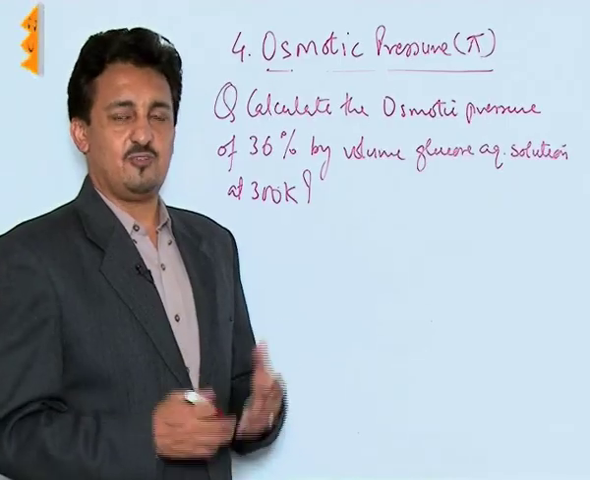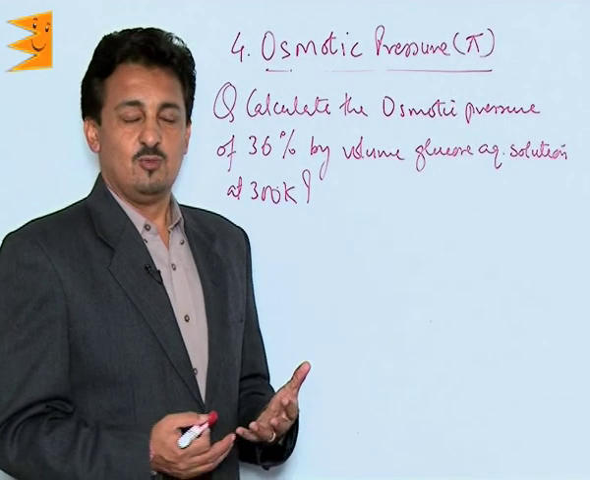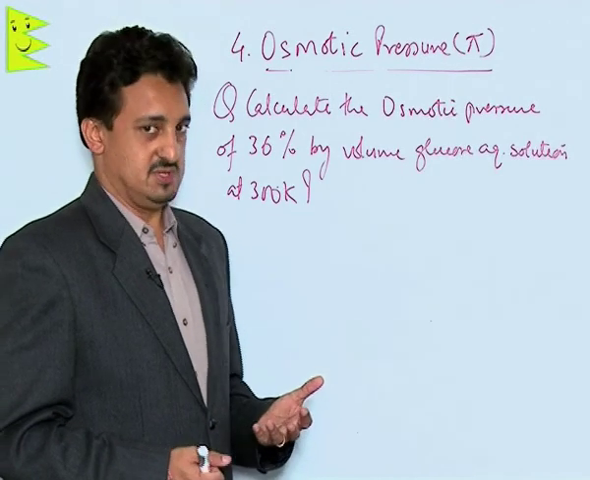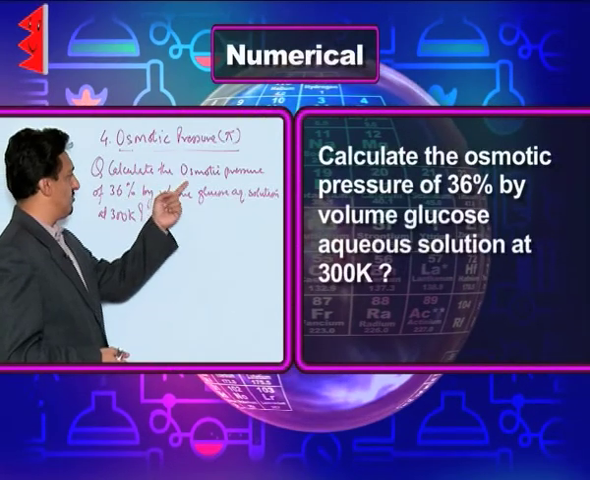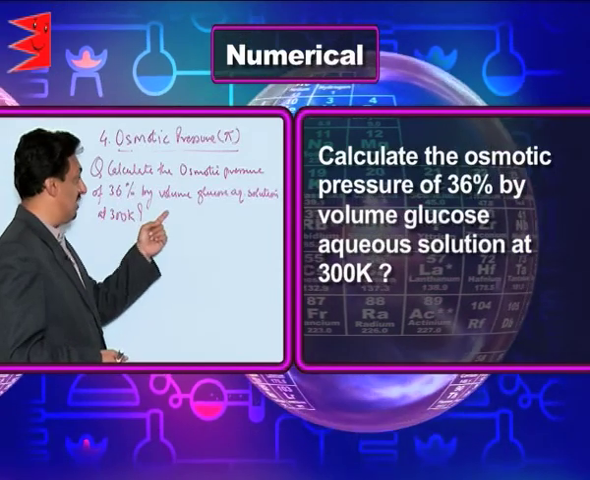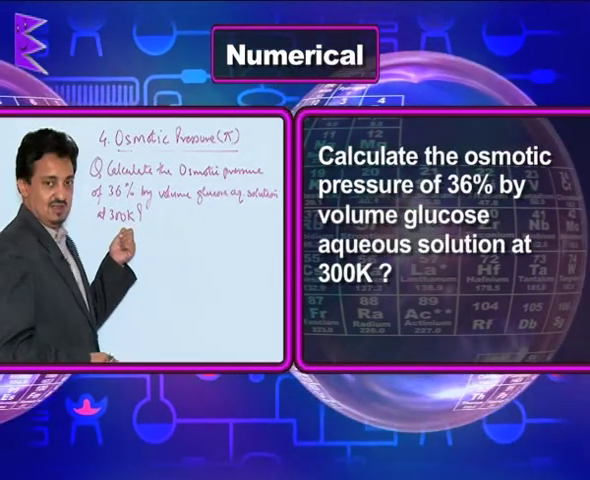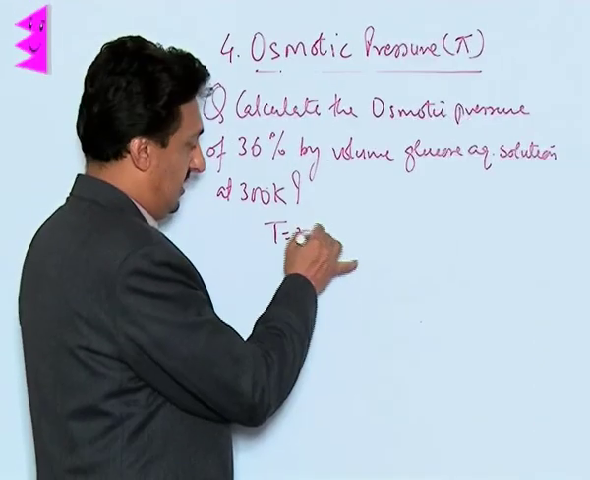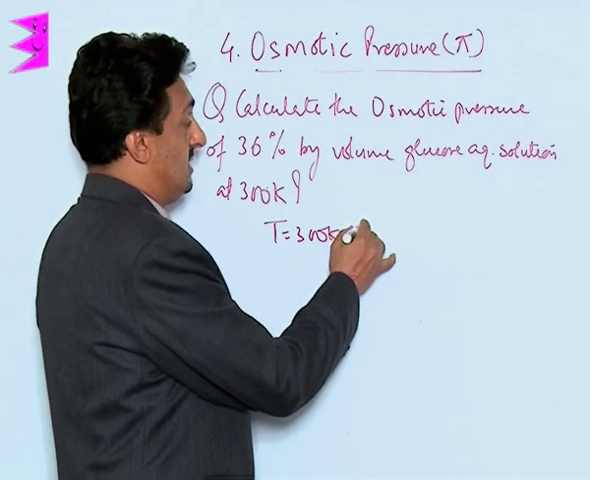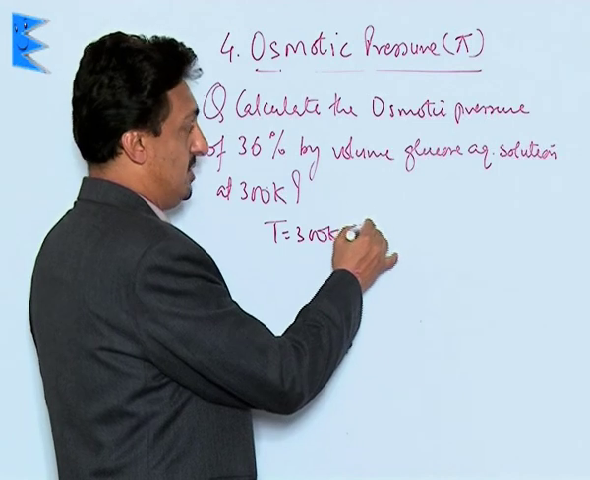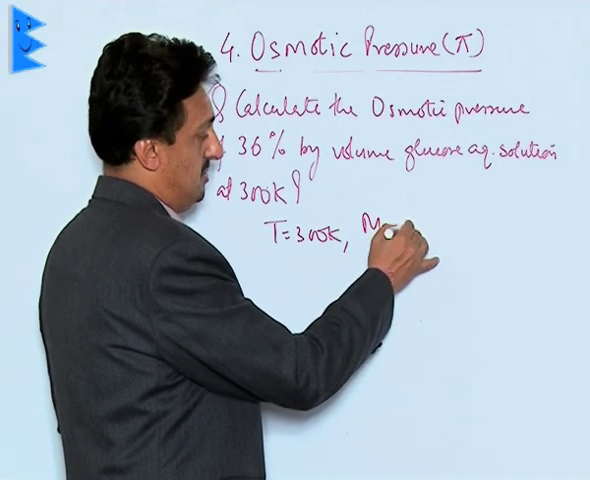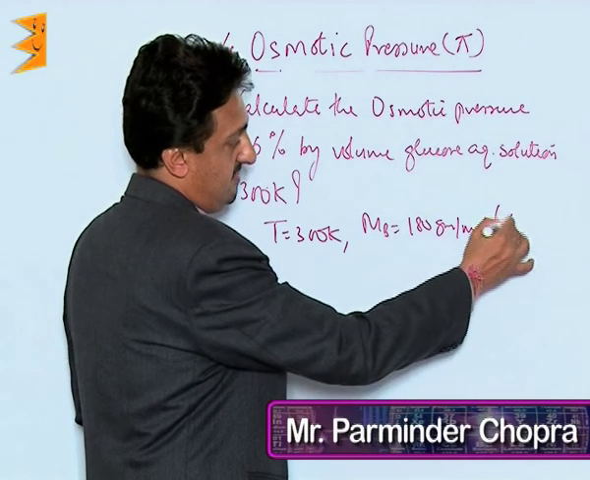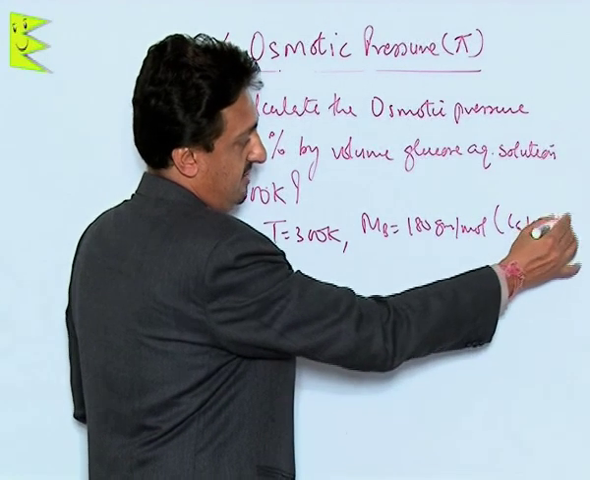Let us see how the osmotic pressure is used to find the molar masses of the solutes or the osmotic pressure of the solutions. The numerical is: calculate the osmotic pressure of a 36% by volume glucose aqueous solution at 300 Kelvin. So we are given the temperature, 300 Kelvin. The solute is glucose, so its molar mass will be 180 grams per mole because it is C6H12O6.